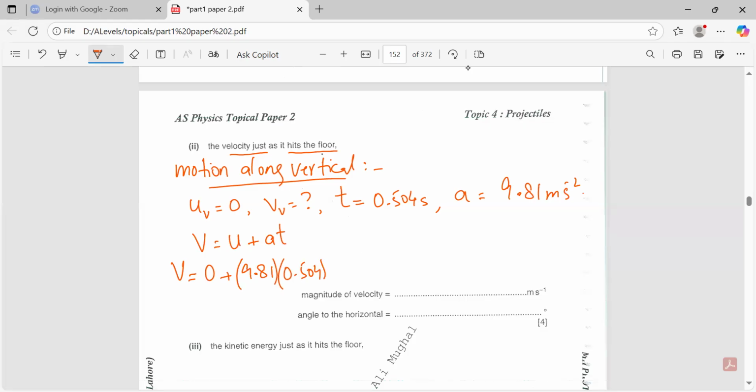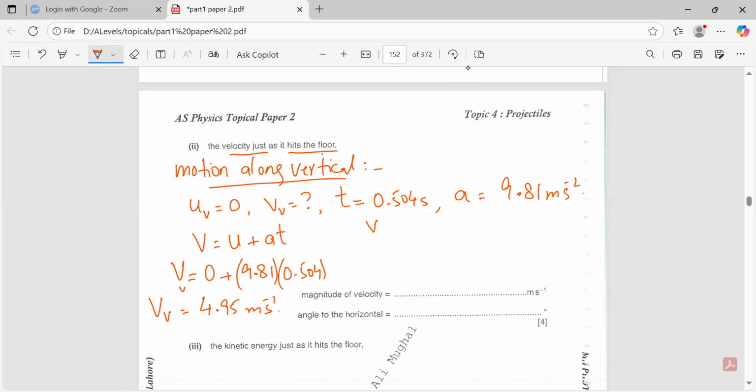When we multiply them, this is our final vertical component of the velocity. So this vertical velocity will be 9.81 into 0.505, which comes to 4.95 meter per second. But this is actually not the final answer. We need to find the velocity with which it hits the ground.